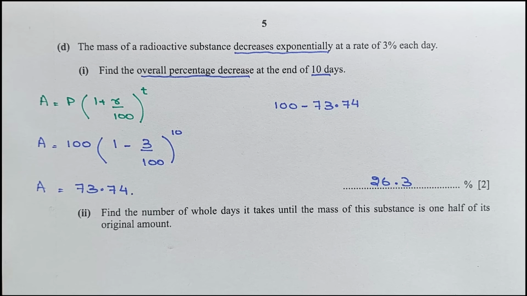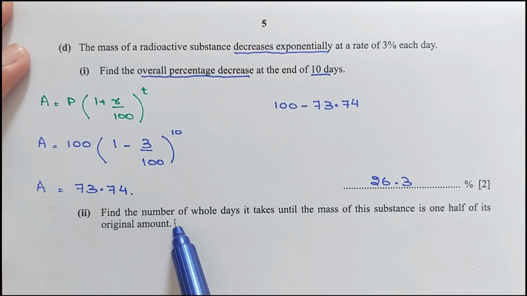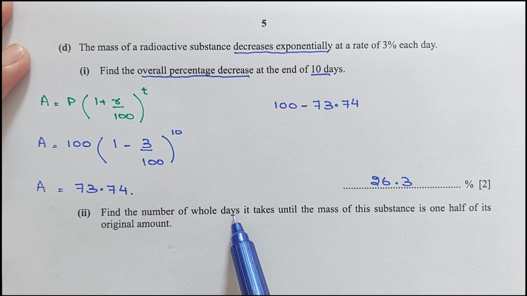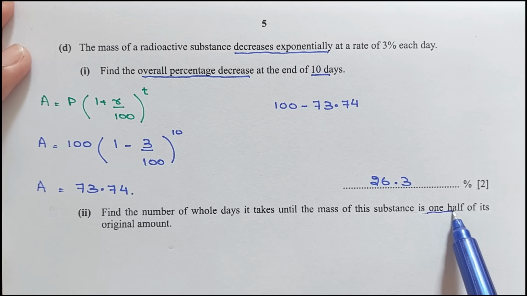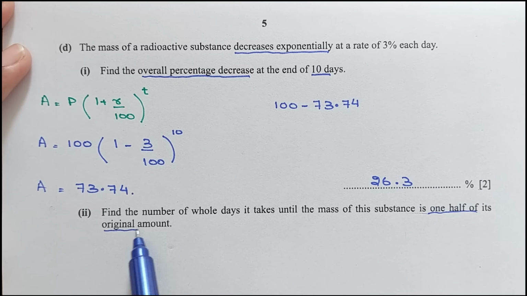So overall percentage decrease means initially it was 100%, and subtracting the amount we will get the overall percentage decrease after 10 days. I hope this makes sense now. Now for the second part, find the number of whole days it takes until the mass of this substance is 1/2 of its original amount.